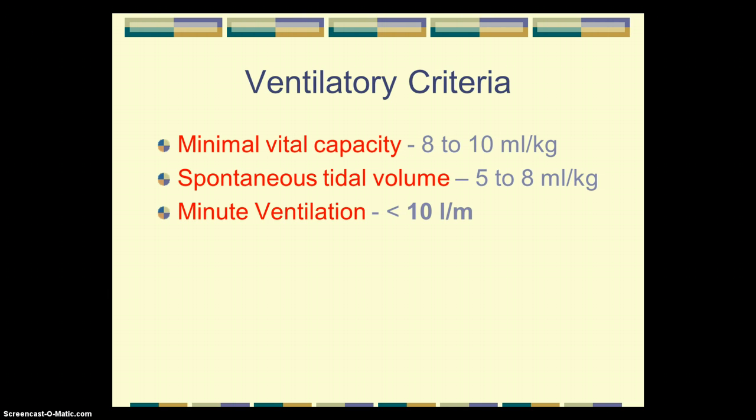The other thing that we look at is a patient's minute ventilation. The patient's minute ventilation, of course, should be less than 10 liters per minute for weaning, and also should correspond with the patient's normal CO2. One thing that we need to look at, of course, is if a patient is a CO2 retainer. That CO2, of course, is going to be higher for our COPD patients.